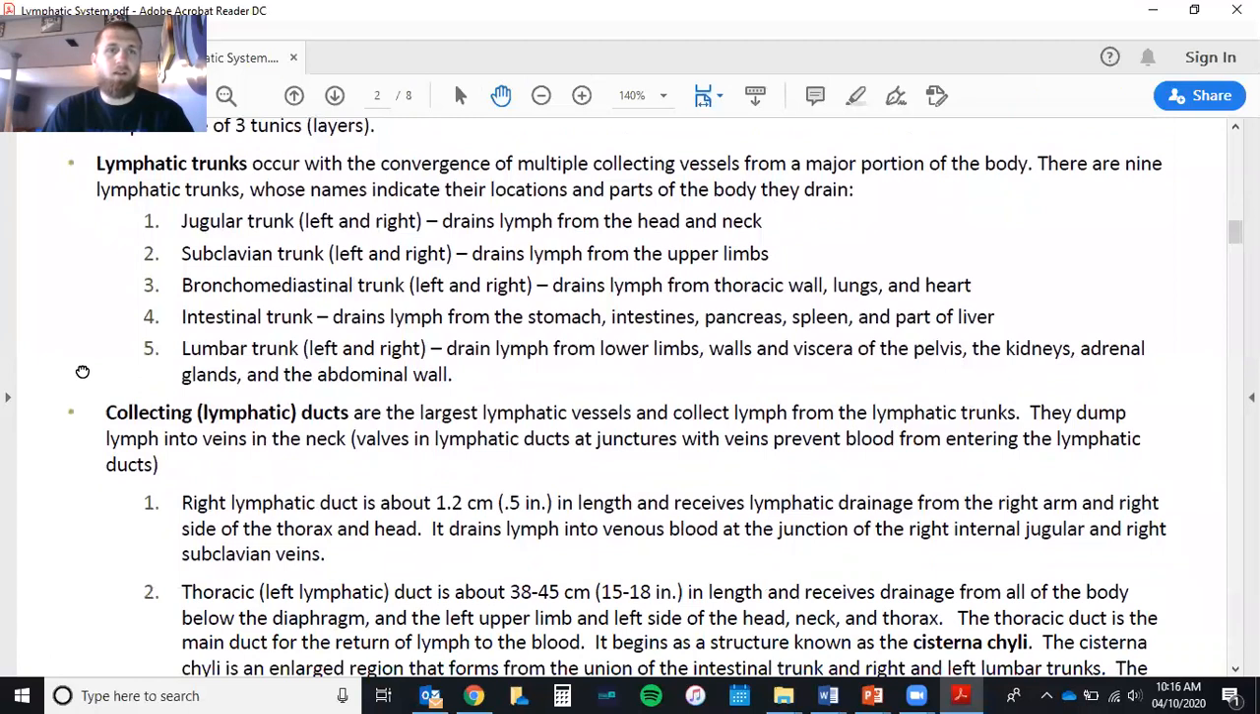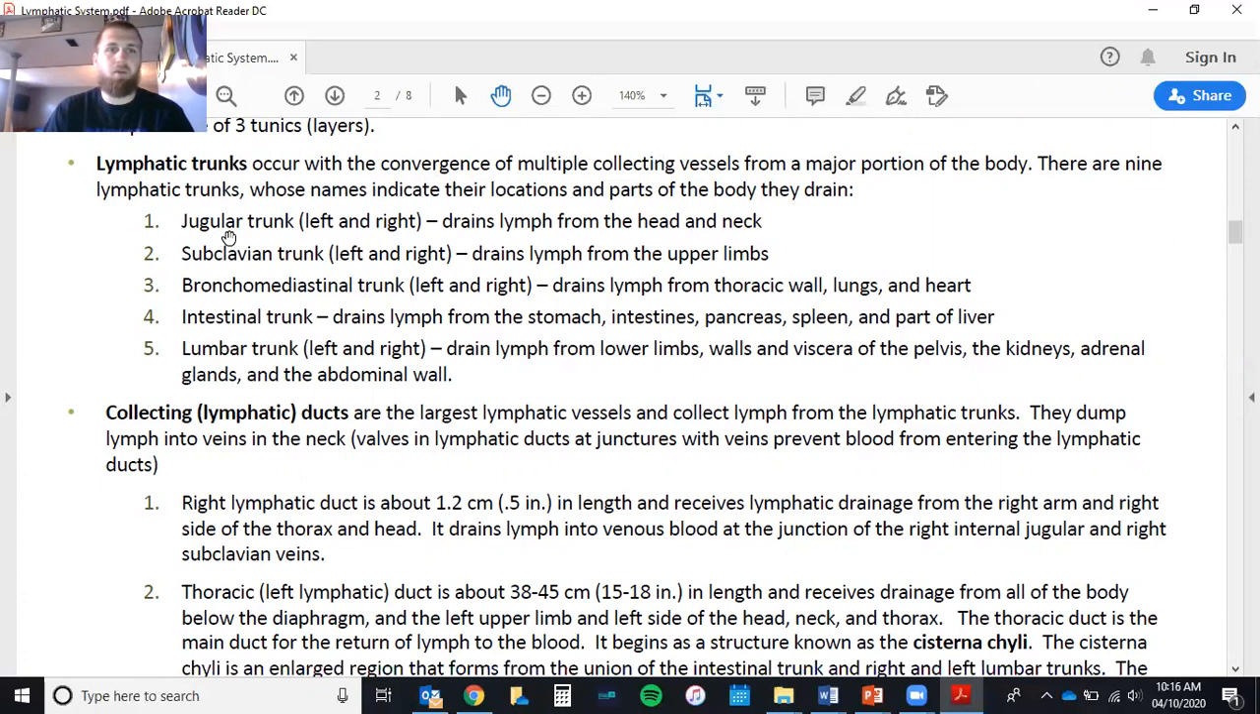From the collecting vessels, lymph will flow into lymphatic trunks, which occur with the convergence of multiple collecting vessels from a major portion of the body. There's 9 total. Their names indicate the parts of the body that they drain and their locations.